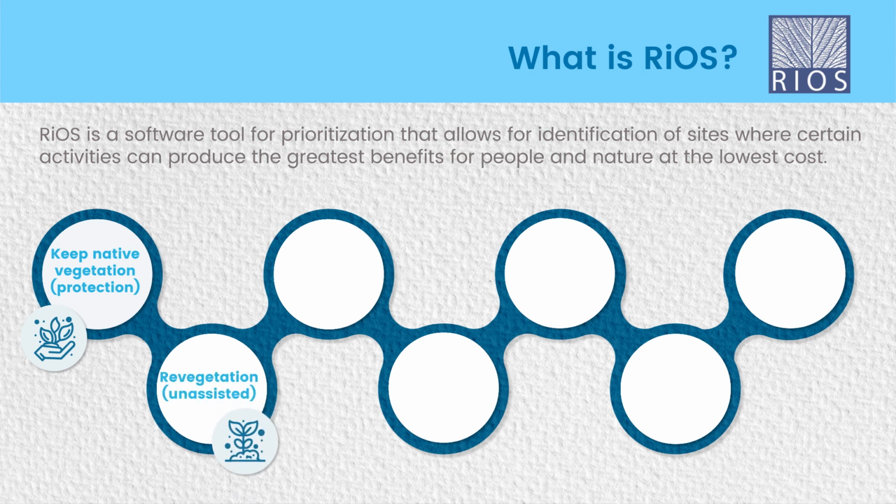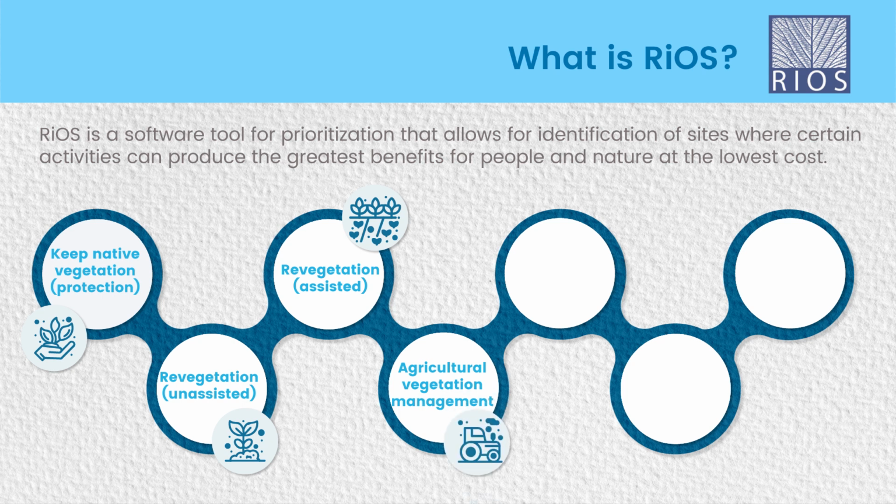Revegetation unassisted. This transition refers to the revitalization of vegetation on degraded or bare lands, without active interventions. Revegetation assisted. This transition represents the revitalization of vegetation on degraded or bare lands through active interventions. Agricultural vegetation management. This transition represents increases in the structure, coverage and/or diversity of crops.